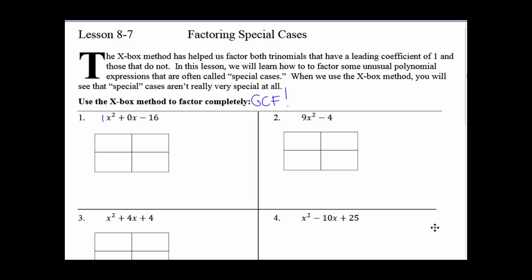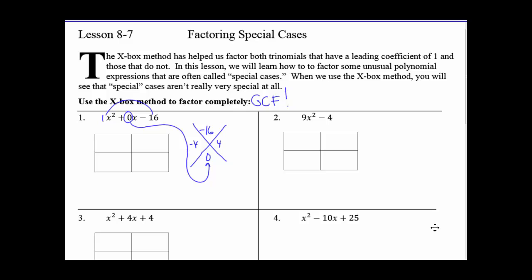So what we're going to do, we're going to draw a little x. Remember, we're going to multiply the coefficients, 16 times 1. So we're going to get negative 16 on the top. And then we're going to take this b term and place it right here, which is 0. So we're looking for two numbers that multiply to get negative 16 and add to get 0. And hopefully you're thinking, hey, 4 and negative 4.